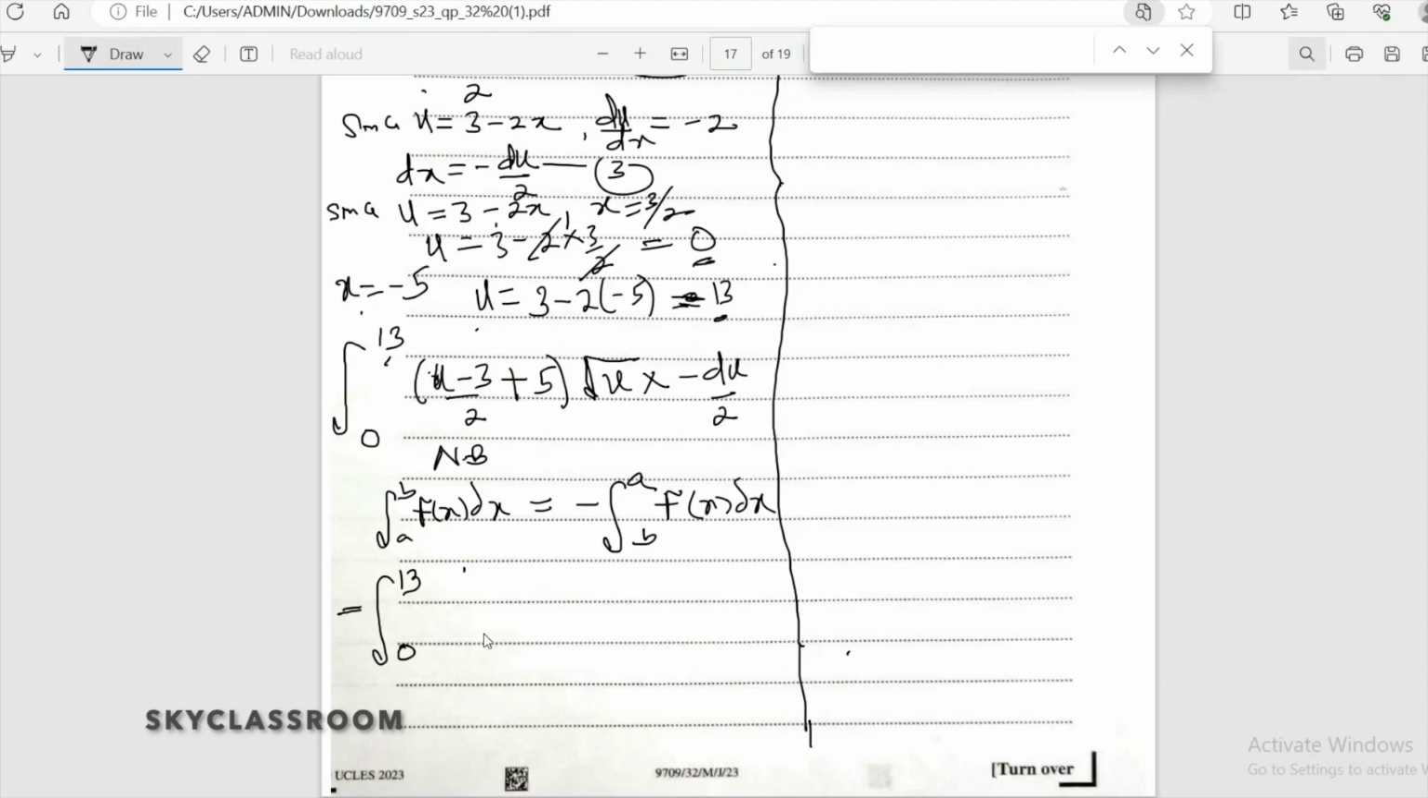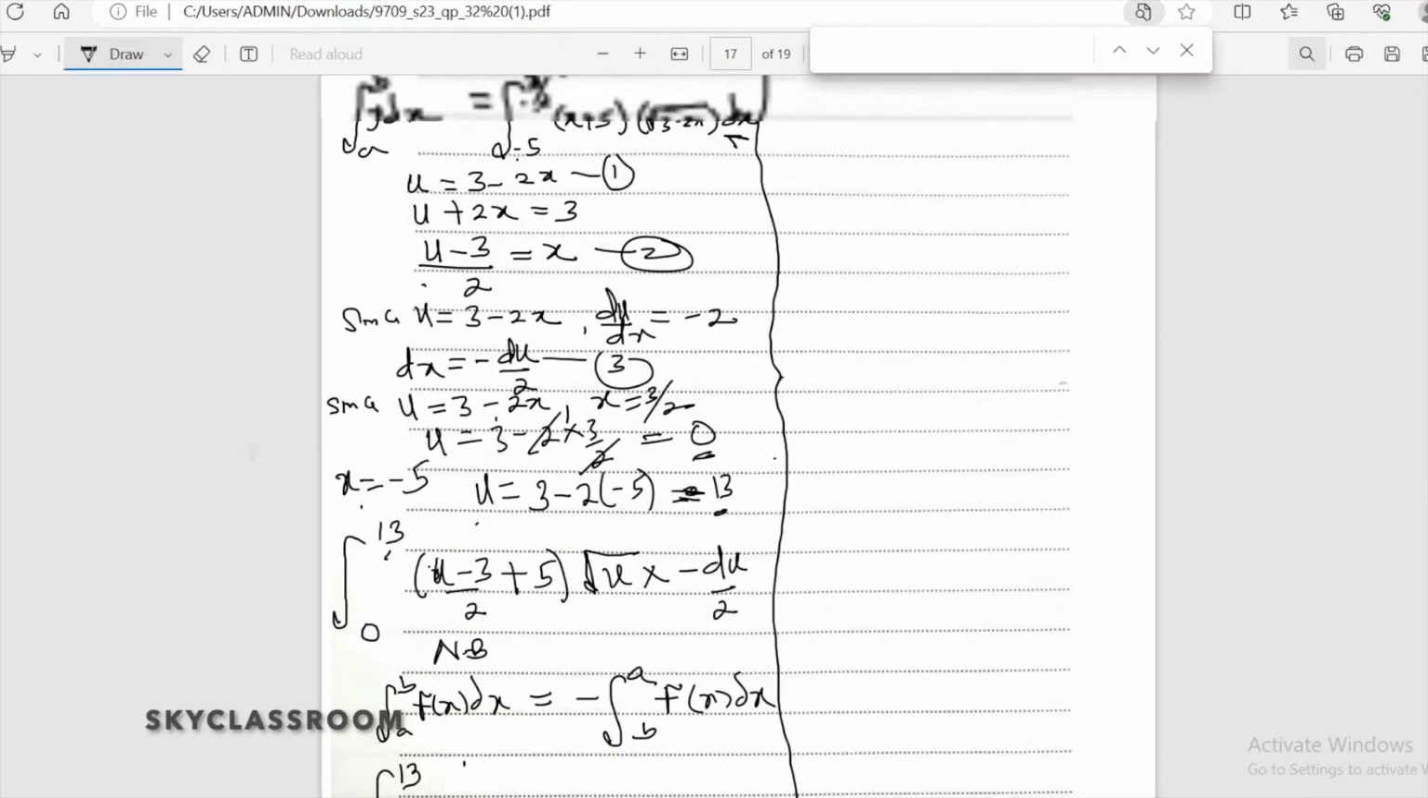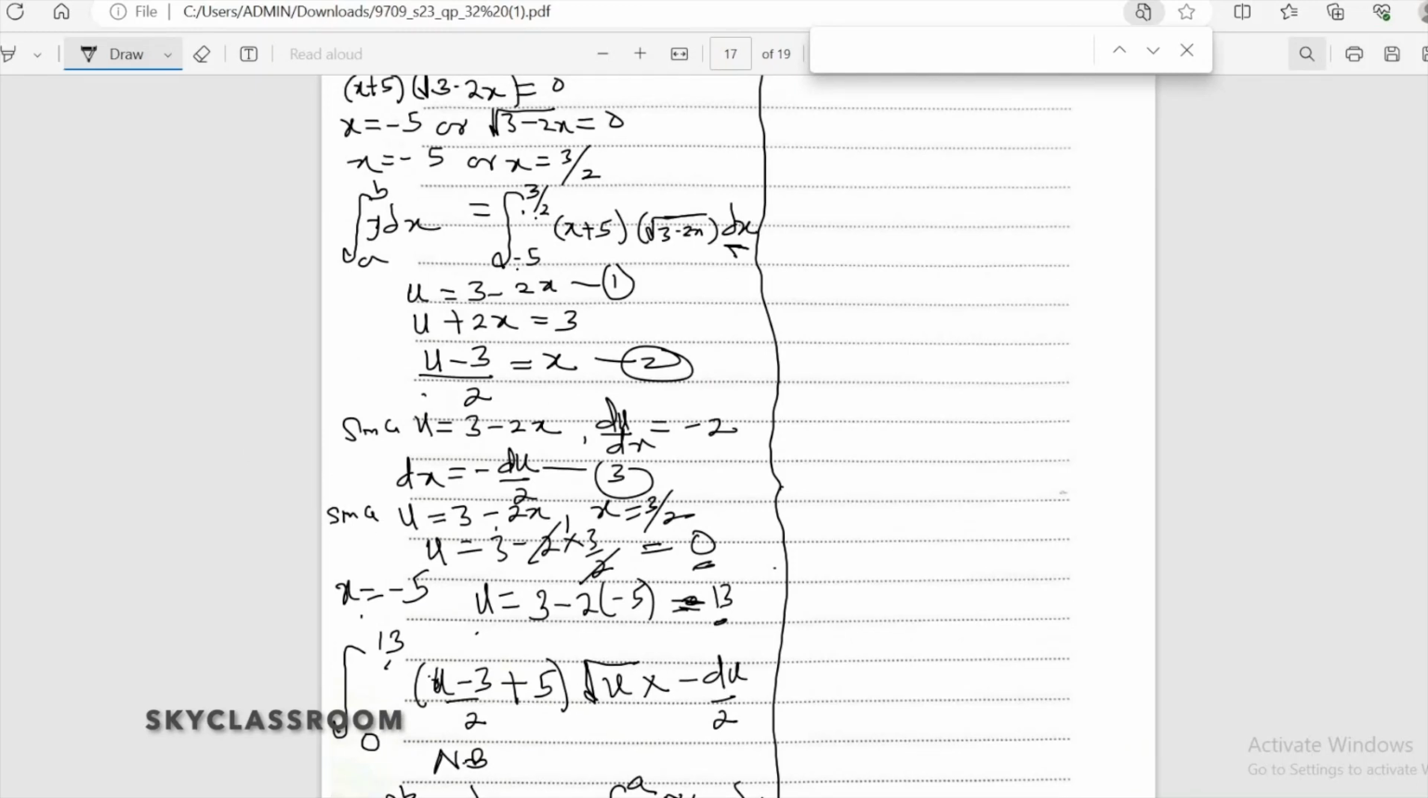2 times 5, 10. That's 10. Let me check whether my expression for x is correct. 2x. Oh, it's 3 minus u, this place. 3 minus u, not u minus 3. 3 minus u.